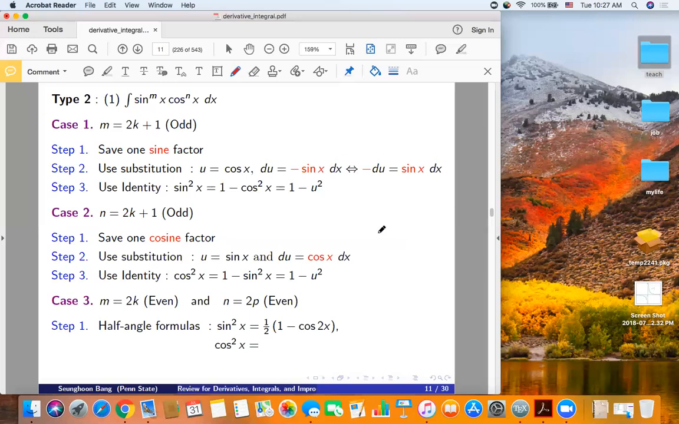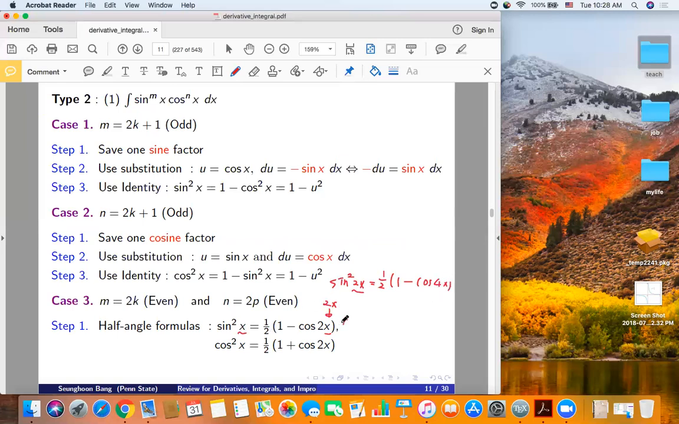Cosine square of x is 1 over 2 times 1 plus cosine 2x. So one more. What is sine square of 2x? In this case, you plug 2x into x. So we have 1 over 2, 1 minus cosine 2 times 2x, which is 4x, like this.